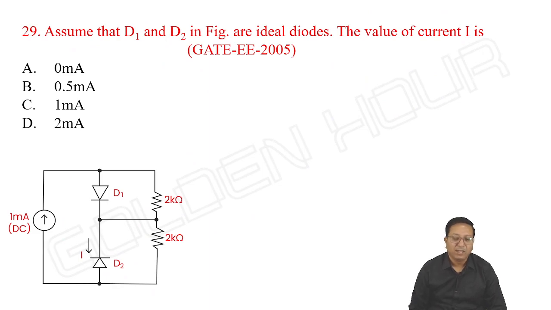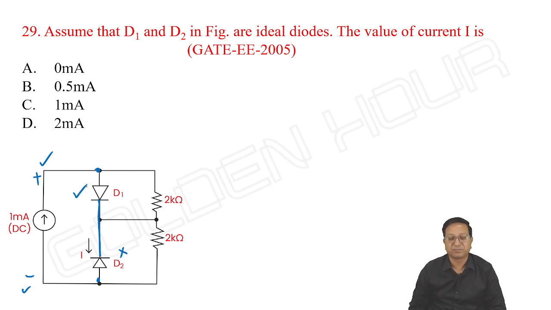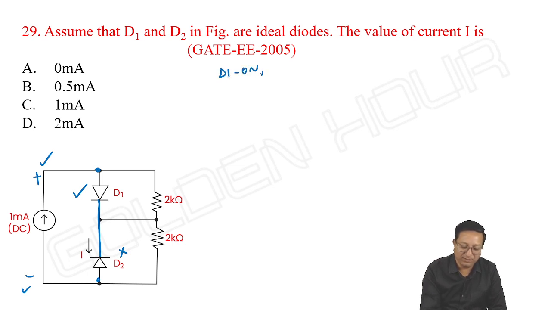Next, assume that the diodes D1 and D2 in the figure are ideal diodes. The value of current I is? Now you see what are the polarities of the current source. If you take it as plus and minus, then both cathodes of the two diodes are at the same potential. Then which anode is at higher voltage? Anode of D1 is connected to the positive terminal and anode of D2 is connected to the negative terminal. 100% D2 is off and D1 is on. So here only D1 is on and D2 is off.